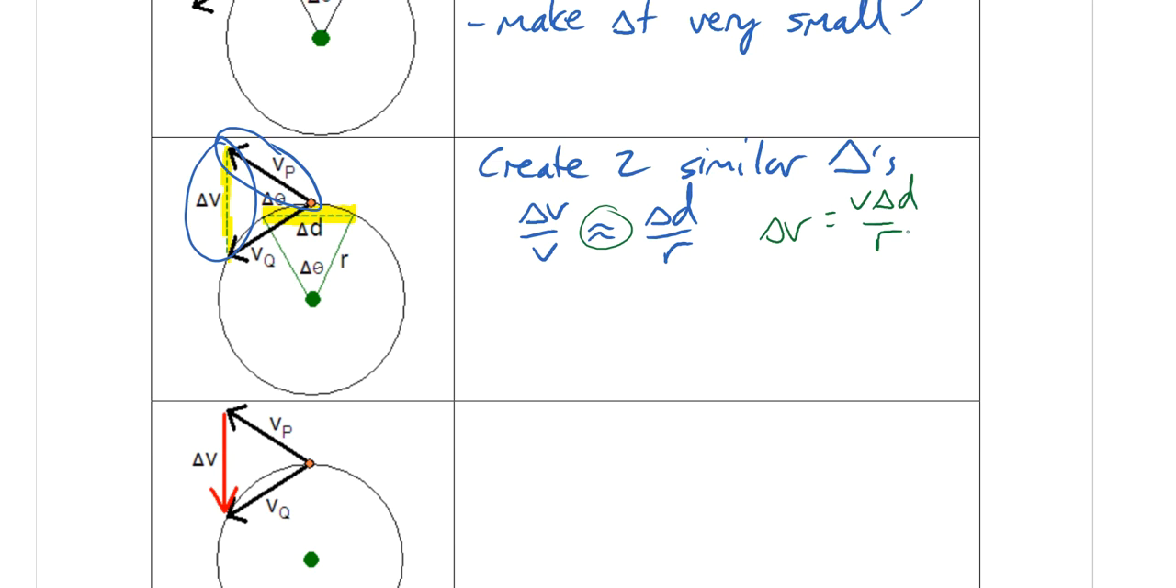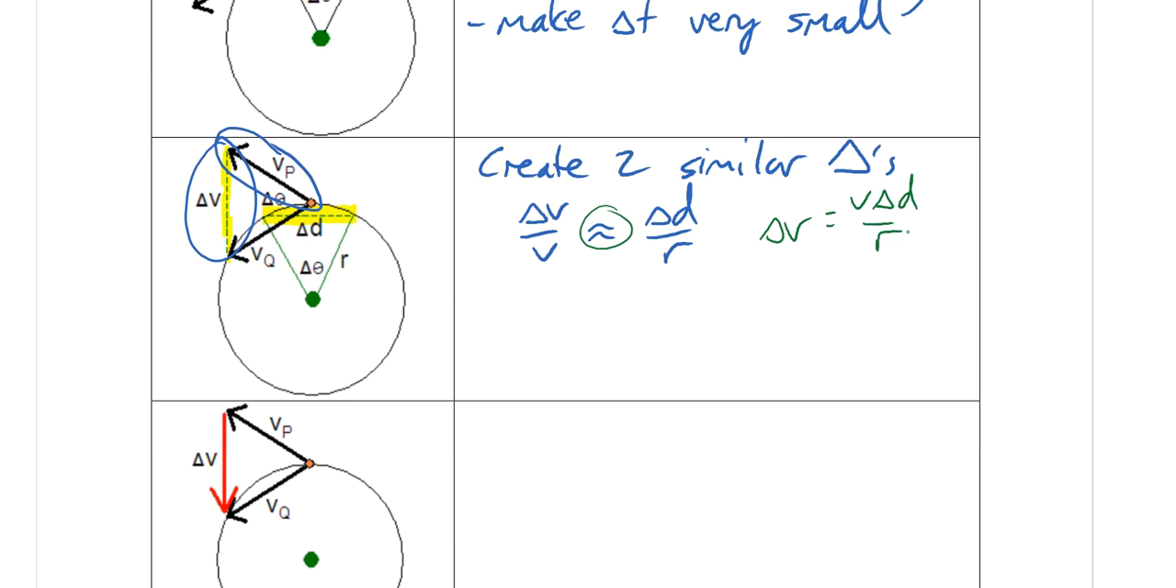Velocity has two parts to it, the speed part and the direction part. You change either one of those and the velocity has changed. When you're going around a circle, your speed can easily be constant, but your direction is always changing. So your velocity is always changing, and you have a change in v.